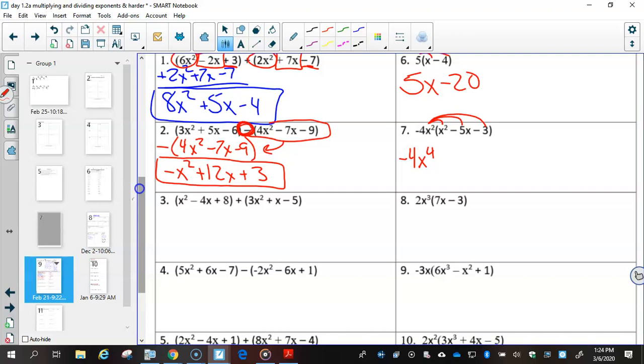Negative 4x squared times x squared. And then it's plus. Yes. That's how we got 4 as the exponent.